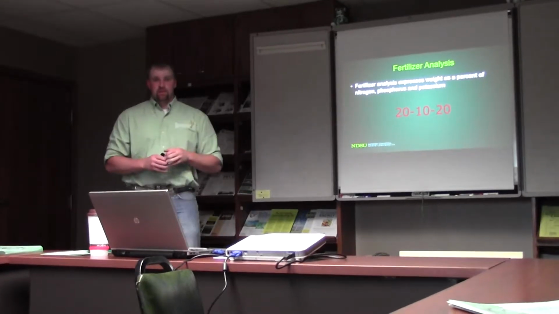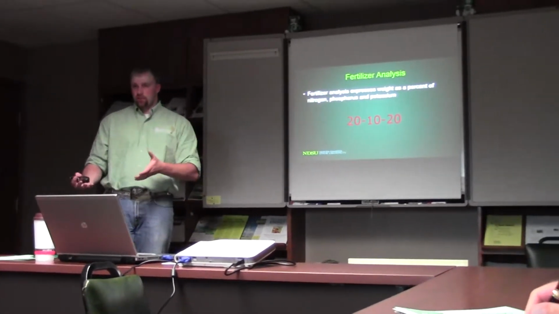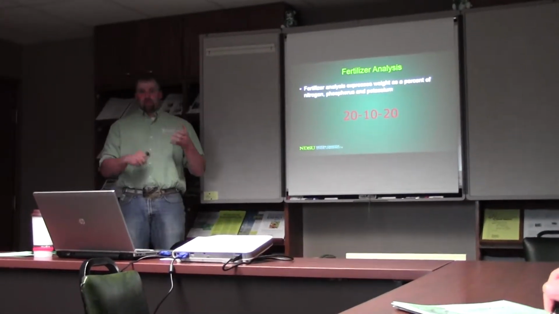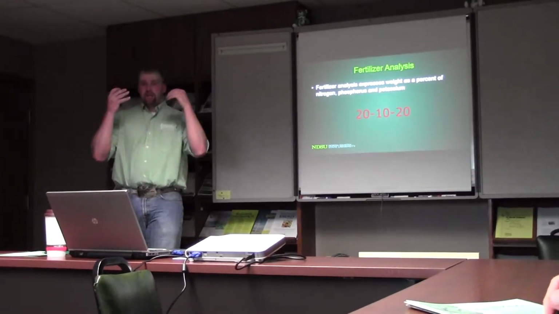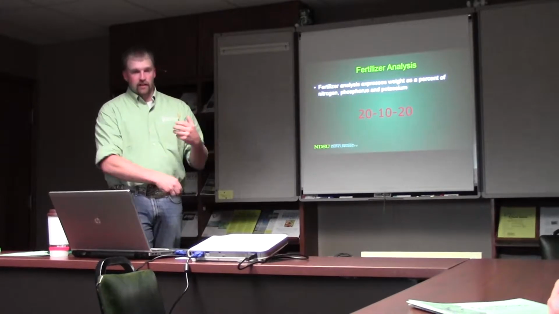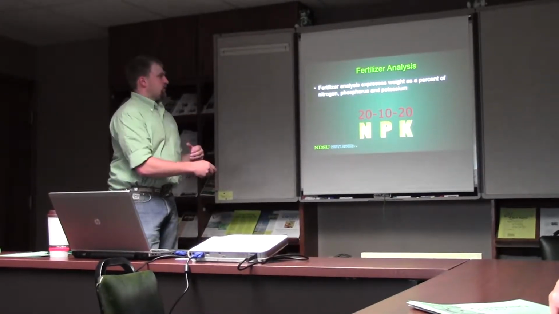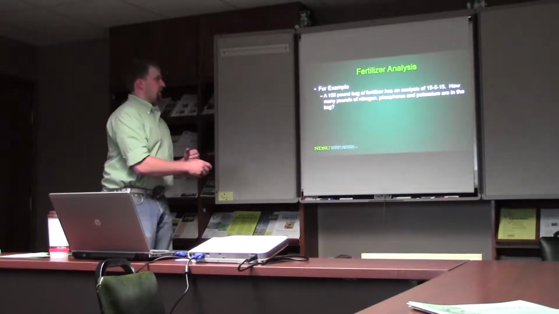Okay, in terms of fertilizer analysis, it expresses the weight when you're looking at the number. So 20, 10, 20: we're looking at the nitrogen, phosphorus, and potassium. So in each pound, 20%. Next slide here, I'm getting ahead of myself.